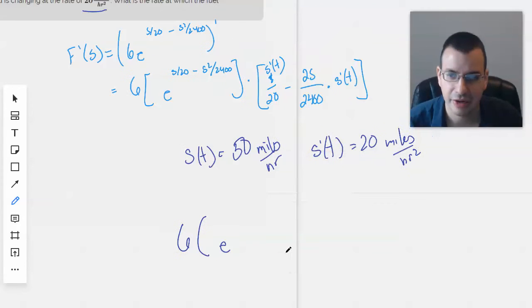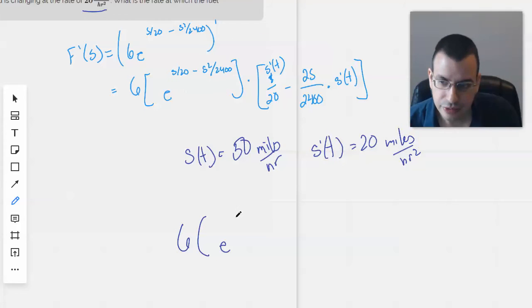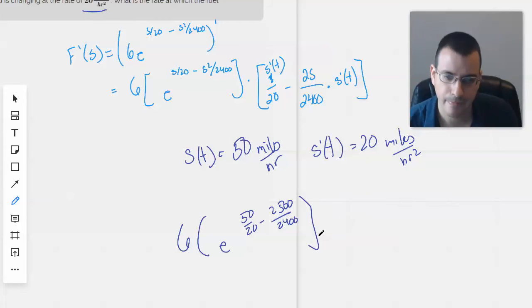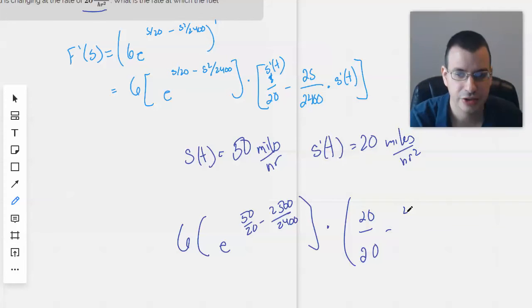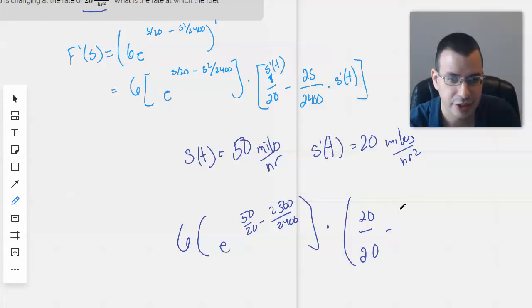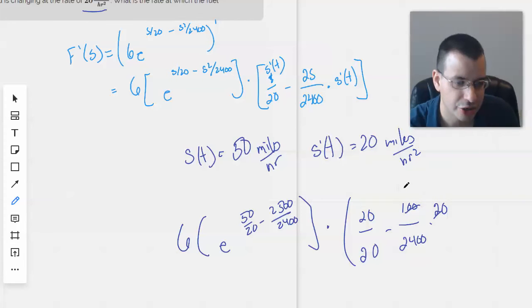All right, so we have s, which is 50. 50 over 20 minus 50 squared, which is 2500, over 2400, times 20 over 20, because we got that, minus 2 times s, which is 2 times 50, which is 100, over 2400 times 20. So I'm going to cross this out, and this will be 2000.